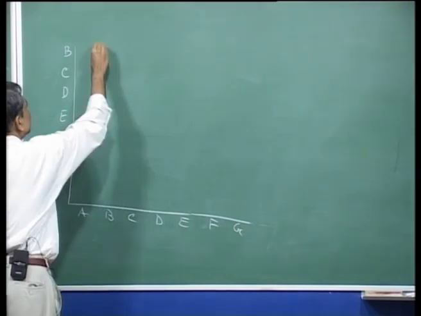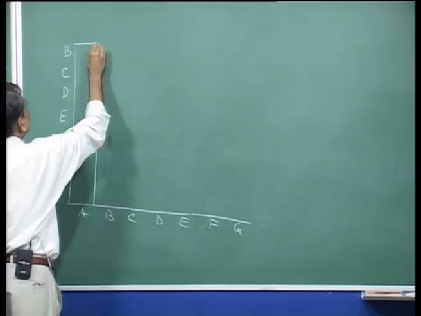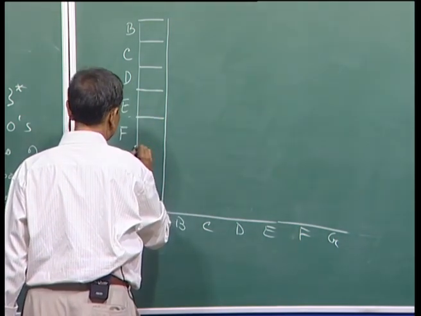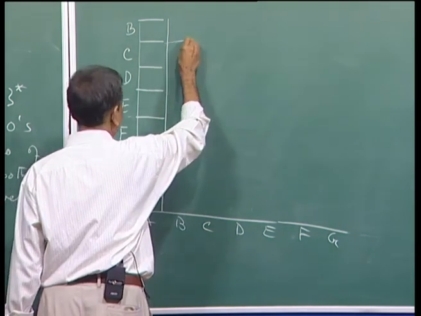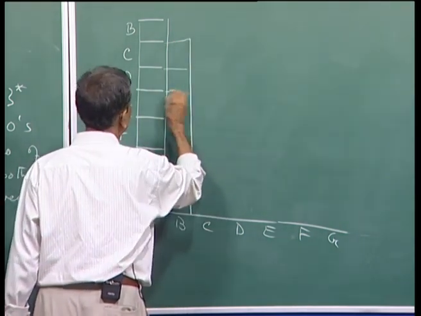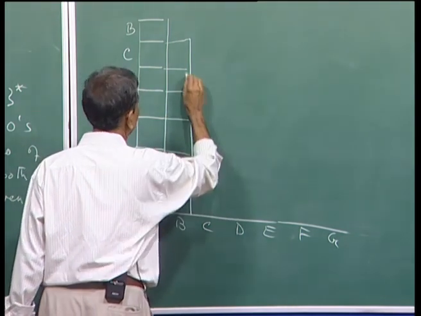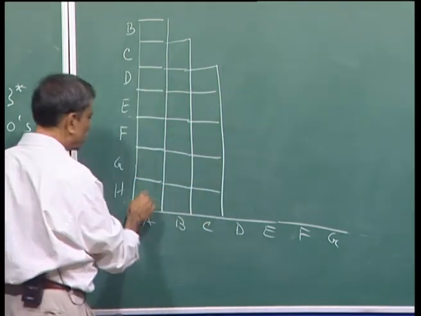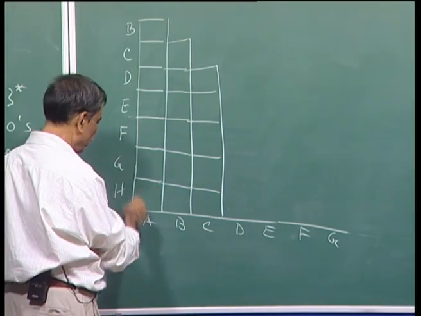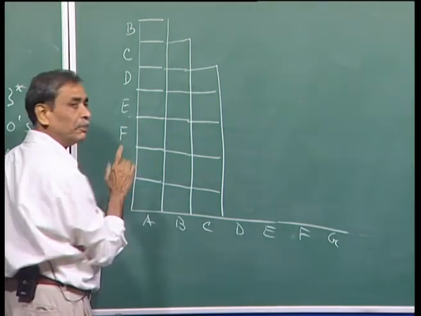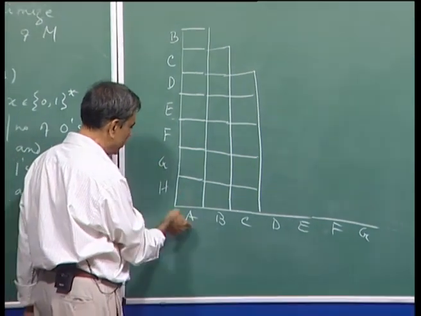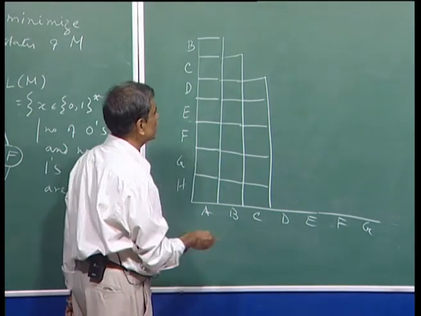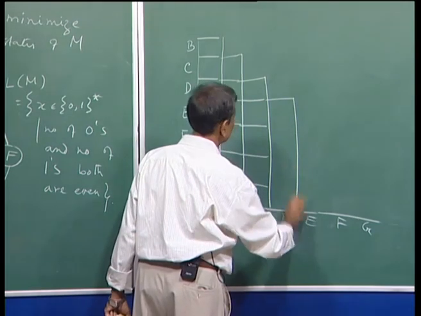What I mean is, we'll make a table like this, and what we'll do is put a mark. For example, if we find by our algorithm that the pair AG, or GA equivalently, is distinguishable, then we are going to put a cross here. Let me just complete this table.